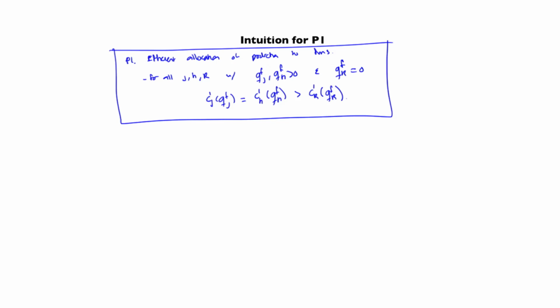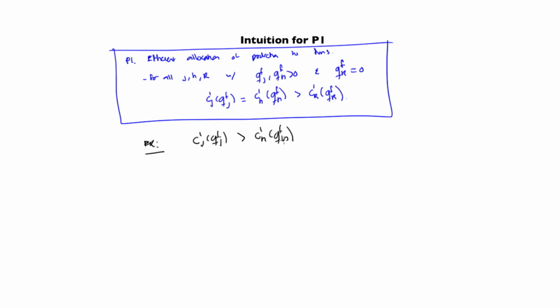Let me explain the intuition for each of the properties, starting with property 1, efficient allocation of production to firms, that I have rewritten for your convenience here. The basic intuition is that we want to allocate production to firms to minimize the total cost of production. And if this condition that I've written here is violated, then we are not producing what we need to produce at the cheapest possible cost. Let's see why not. So for example, suppose that the condition is violated, so C prima of J of Qfj is greater than C prima of H of Qfh.